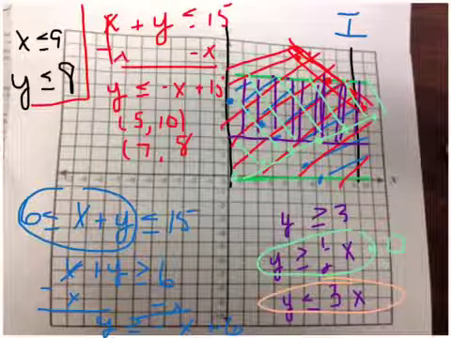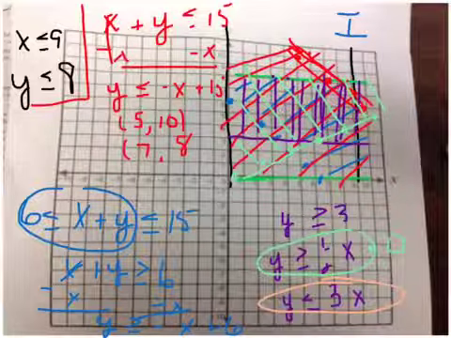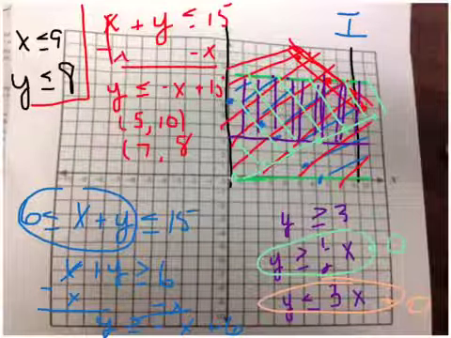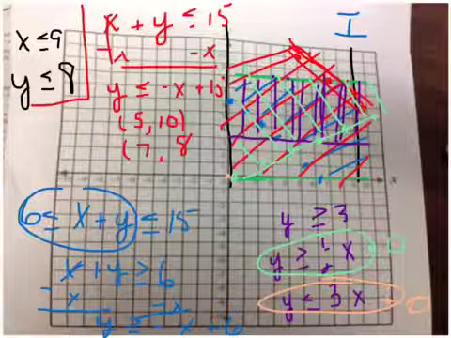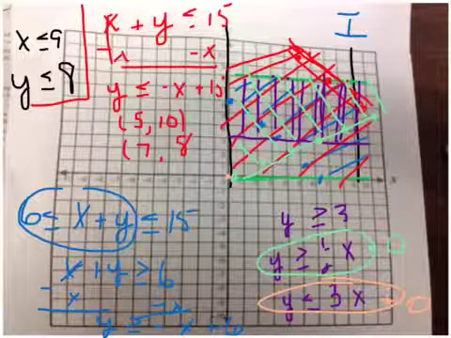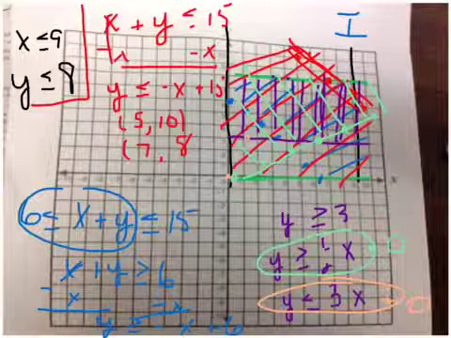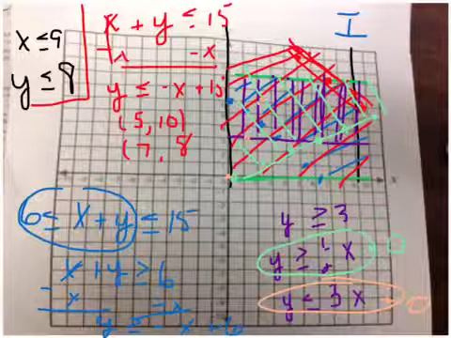Y is less than or equal to 3X. Remember, my Y-intercept was 0 here because it's missing, so I'm just going to put plus 0. That means the Y-intercept is 0, so I'll go graph it. And my slope is 3, which would be up 3, right 1, up 3, right 1, up 3, right 1.